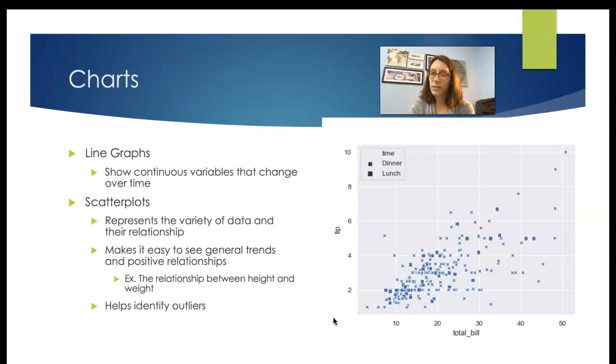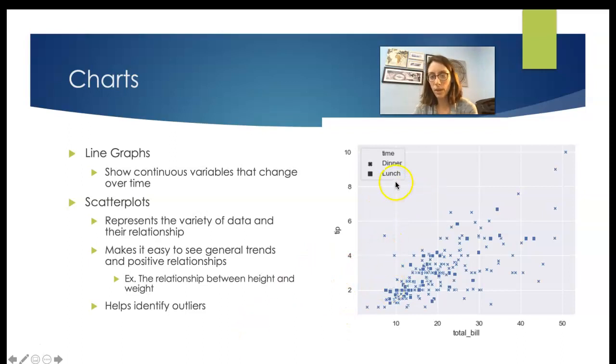Scatter plots are a little bit different, and it's something that we can use pretty often in healthcare. It represents the variety of data and the relationship. So it makes it easy to see general trends in positive relationships. Example, the relationship between height and weight. Kiddos, as they grow up, are going to fall on a continuum, but it's helpful to see all of the data and how it kind of correlates with time. So it helps identify those outliers. If your kiddo is severely underweight or severely overweight, we should be able to pretty clearly see that on a scatter plot. So that's what you see over here to the right.